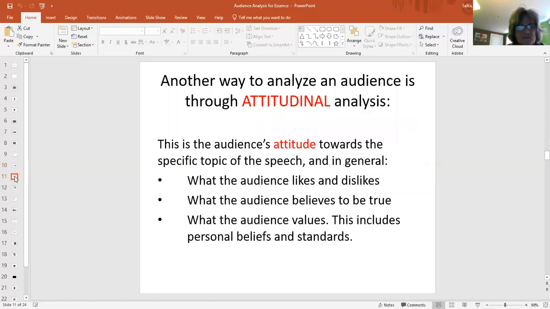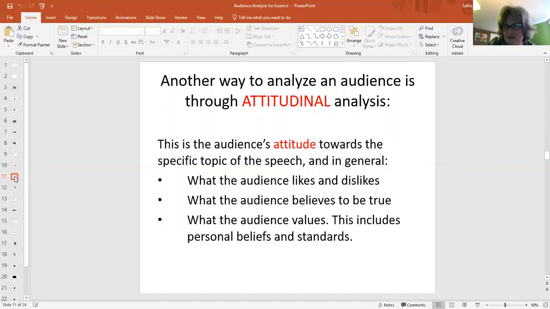All right. So another way to analyze an audience is through attitudinal analysis. Does the person who's listening to you care or want to care about what you're speaking about, the topic of the speech? Okay. So again, this is the audience's attitude towards the specific topic of the speech, and in general, what the audience likes and dislikes, what they believe to be true.